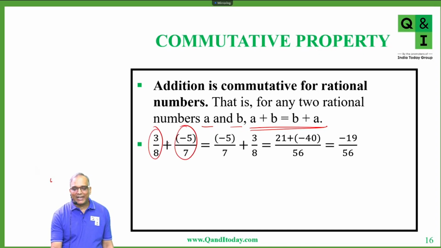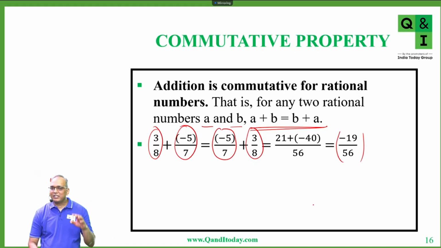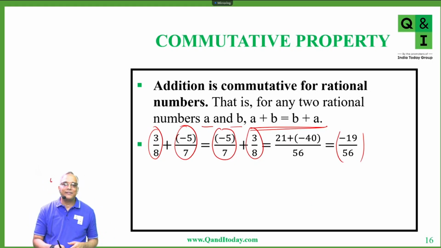So let's say we have these two rational numbers, 3 by 8 and minus 5 by 7. If we add them and if we flip the order, minus 5 by 7 plus 3 by 8, what you are going to get is minus 19 by 56. So whatever the order of addition, you add 3 by 8 to minus 5 by 7 or minus 5 by 7 to 3 by 8, the result is going to be the same, that is minus 19 by 56.